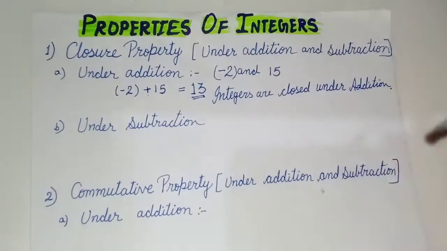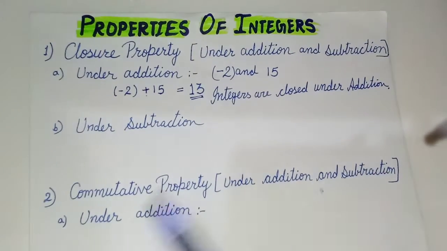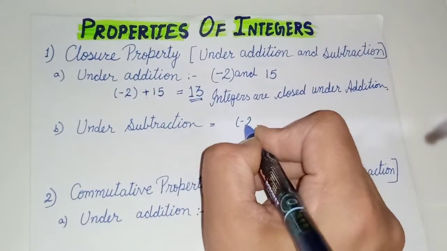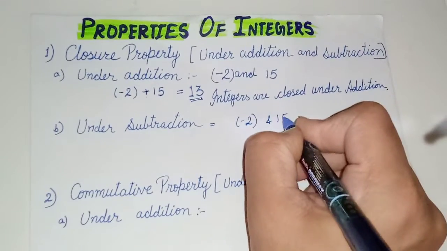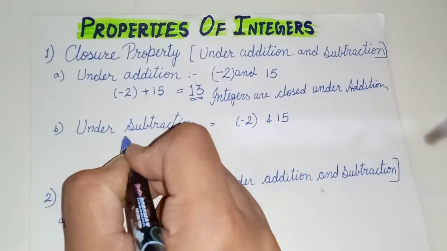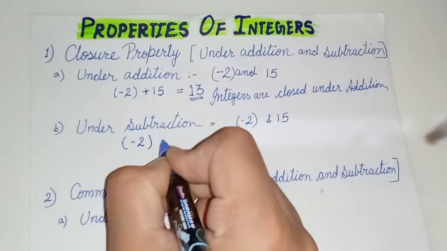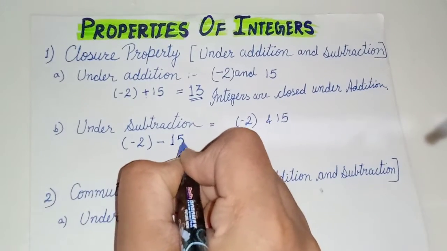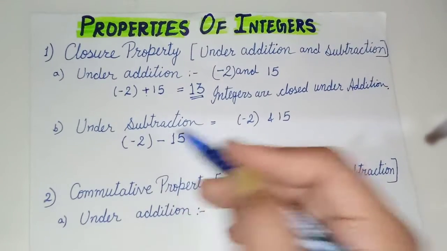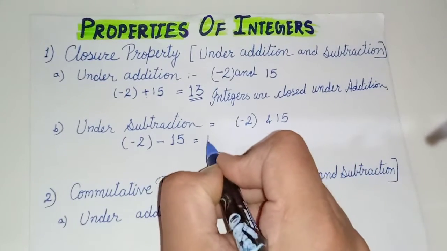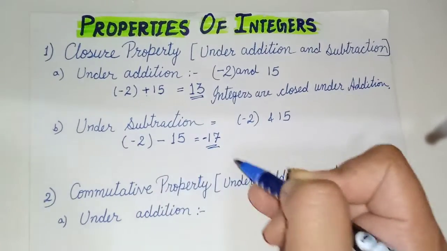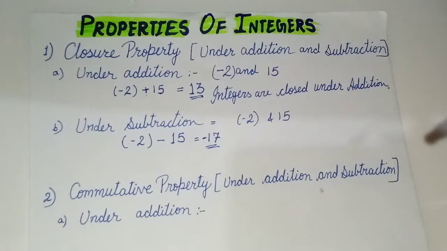Now we are going to see subtraction. Similarly, we will take two numbers. Let us take the same numbers only, -2 and 15. Now we will find the difference between both of them because we want to see it under subtraction. So the difference between them will be -2 minus 15. Now 2 is negative, 15 is negative, so they will be added. 15 and 2 will give 17 here, and the greater number is negative, so -17 will be the answer. So -17 is also an integer.